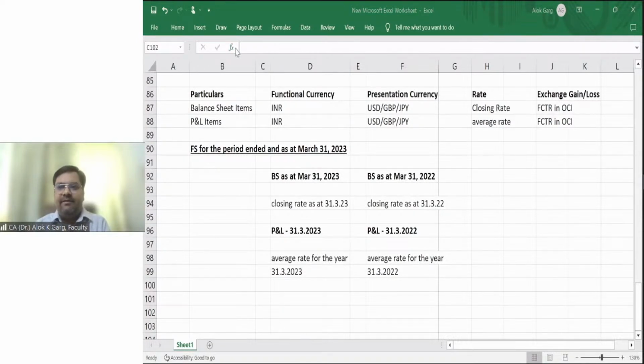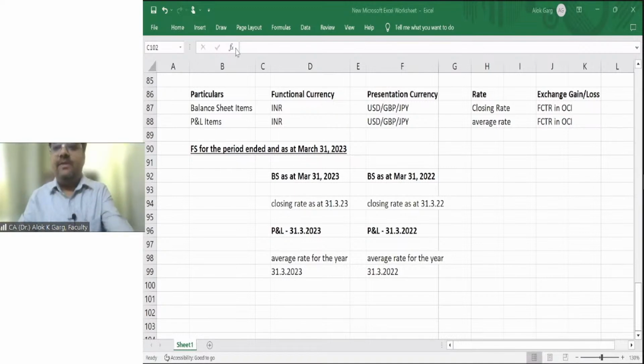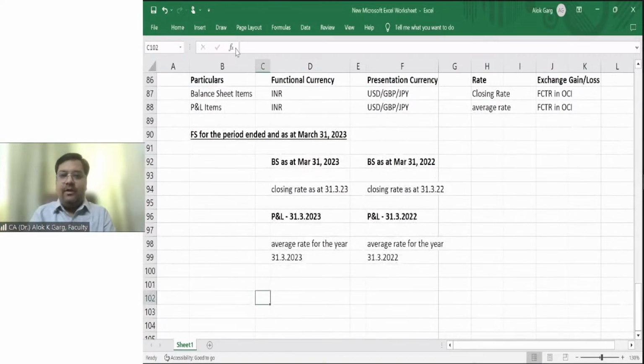Yes, other comprehensive income is more of a notional nature. It's like a reserve. Is that clear? Great. We'll understand this with the help of an illustration as well. Don't worry about that. I hope it is clear.